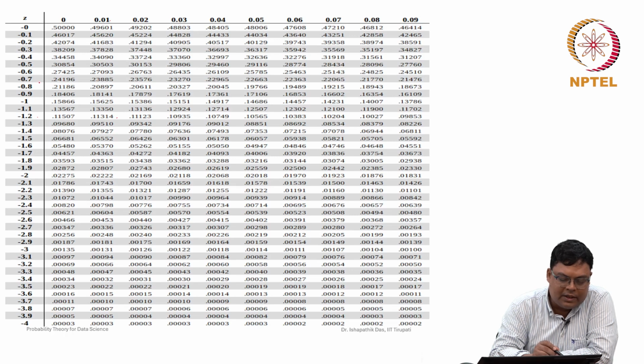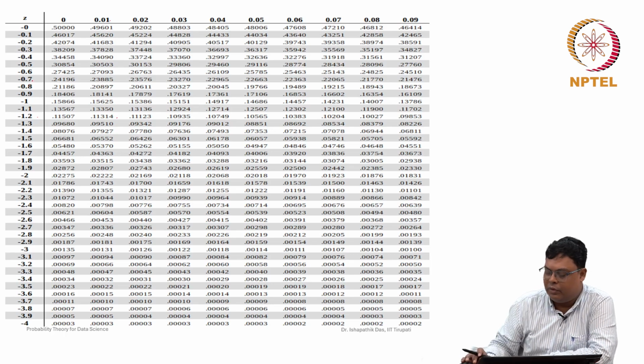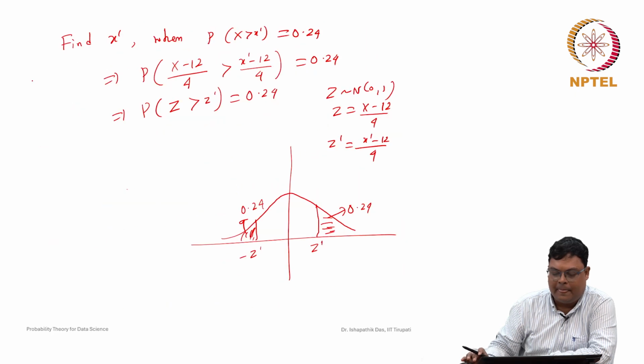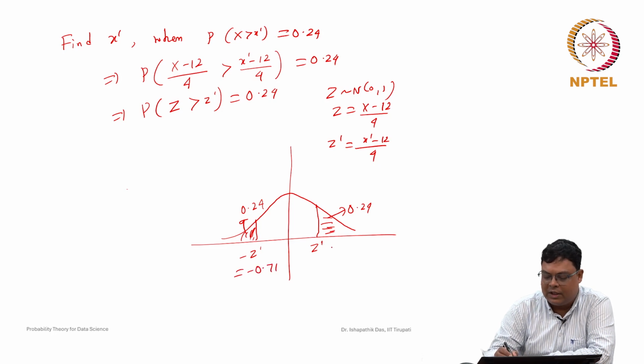So, basically it is minus 0.71 approximately, this is corresponding. So, this is close to, suppose, 0.24, then this value corresponds to the value z dash is minus 0.71. So, z dash will be equal to minus 0.71. Similarly, this is nothing but equal to 0.71.